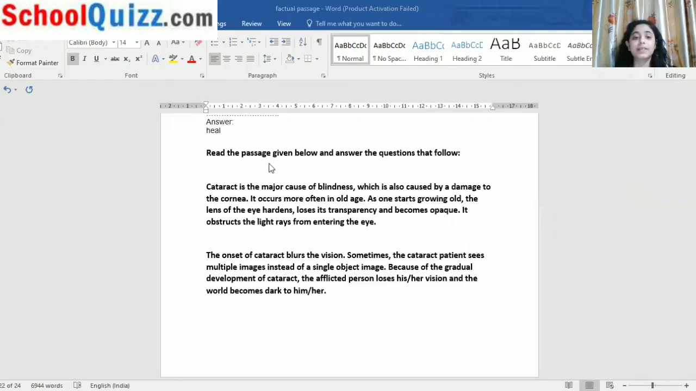So today, for better understanding, we'll solve one passage. Here it is given: read the passage given below and answer the questions that follow. First we'll study the questions as usual, right?